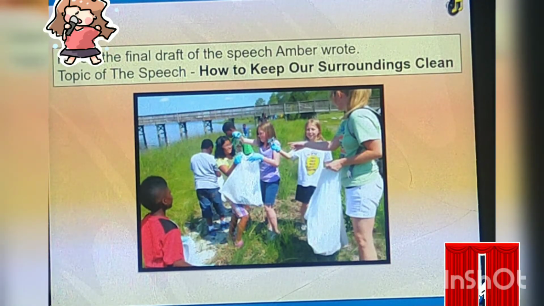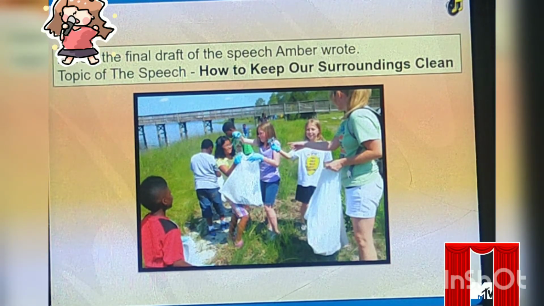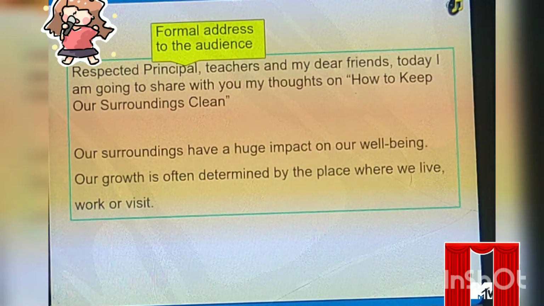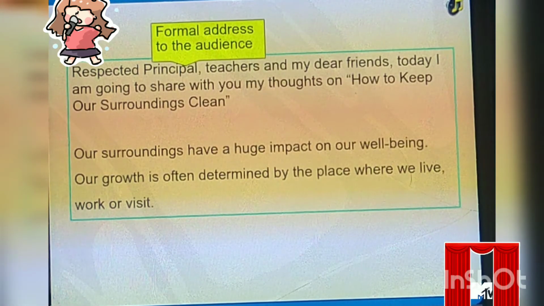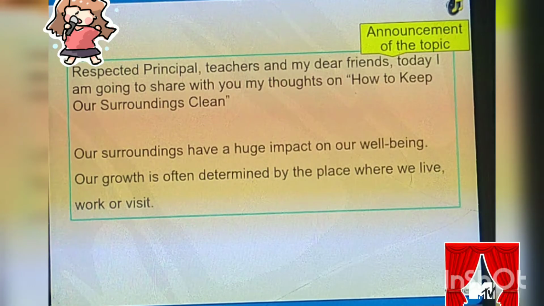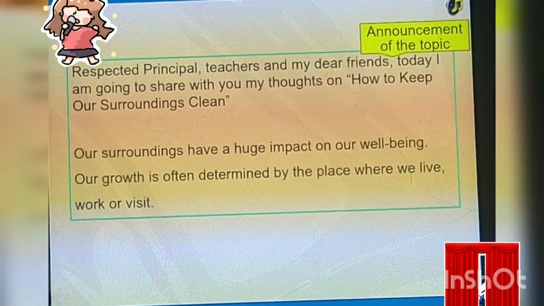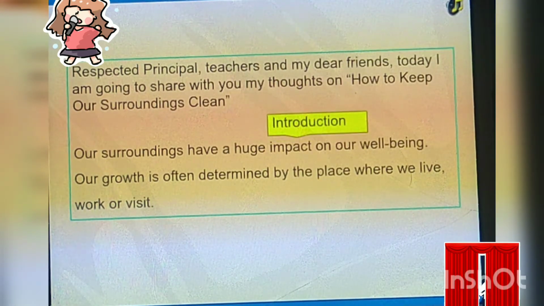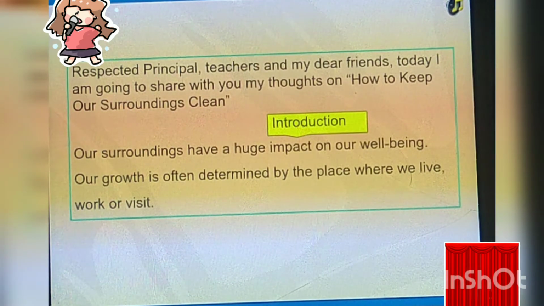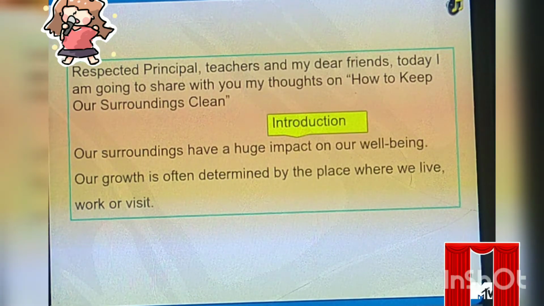Here's the final draft of the speech Amber wrote. Topic of the speech: how to keep our surroundings clean. This is how you have to begin. Okay, formal address to the audience. Respected principal, teachers, and my dear friends, today I am going to share with you my thoughts on how to keep our surroundings clean. So first we have to begin with what? Introduction. First is the introduction, after the address.